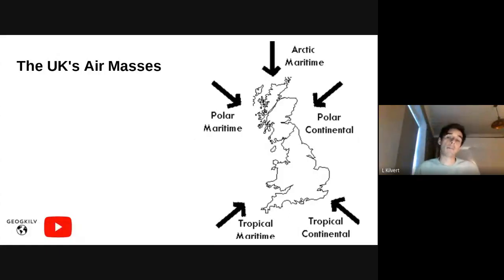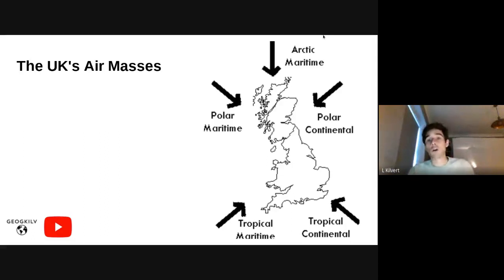Now, if you've got an air mass which is continental, what that means is it's blowing over a continent. If it blows over a continent, it's not picking up moisture with it because it's blowing over land, so that tends to bring us dry weather. Where you've got a maritime air mass, that means that it's blowing over the ocean. If it's blowing over the ocean, it tends to pick up lots of moisture with it, which means that we get lots of precipitation or lots of rainfall to go with it.